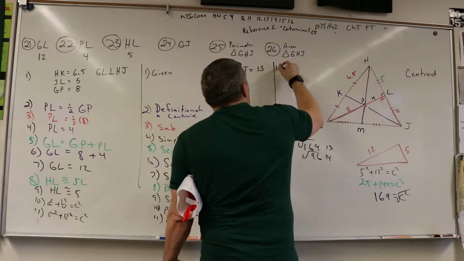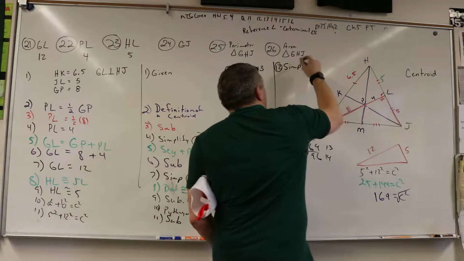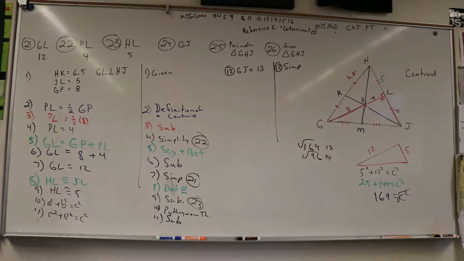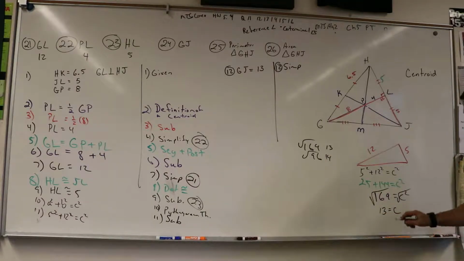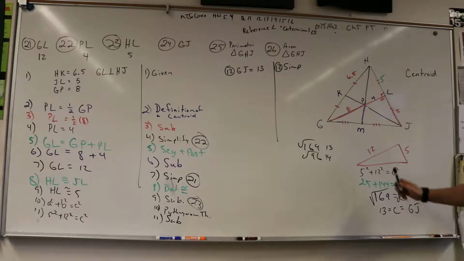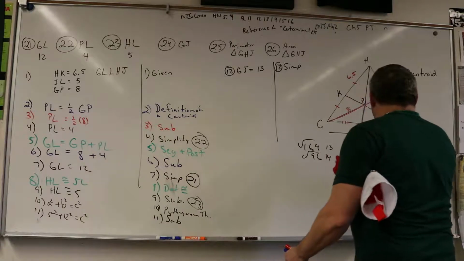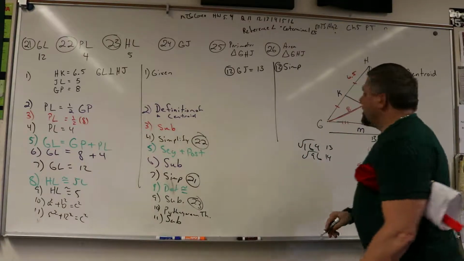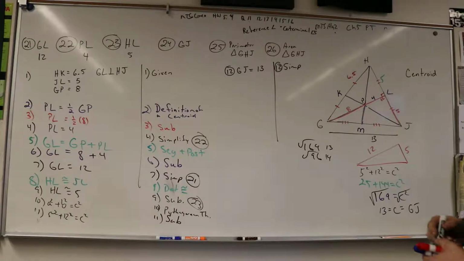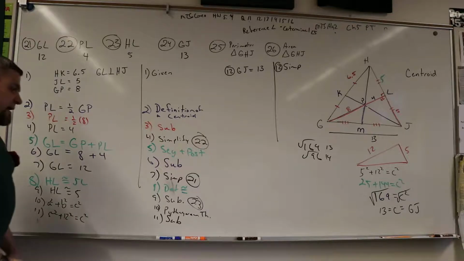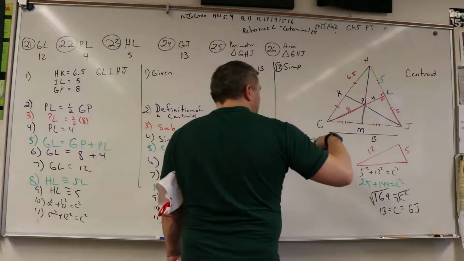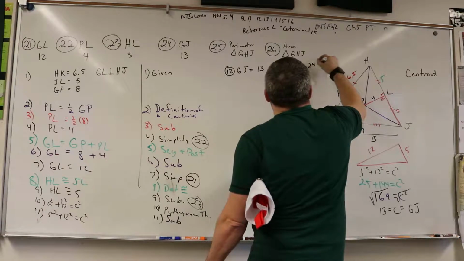So we're going to call that 12 simplifying, right? Because we did all this work. Link, link, link. And square rooted once. And then got 13 equals C, which is really GJ, right? Okay? So we're good. So this is 13. Okay? All right? So this is 13. Right? And that's for problem number 24, right?